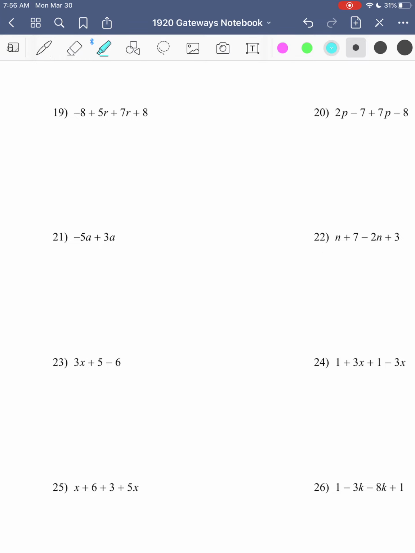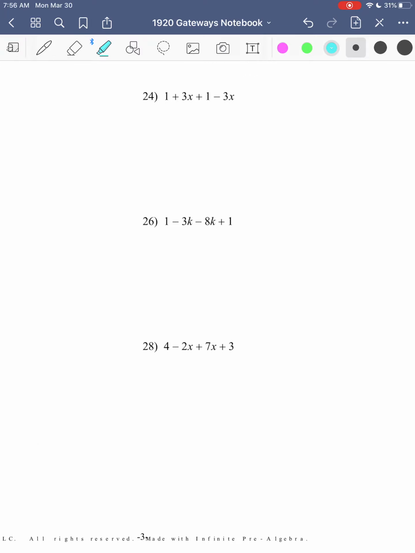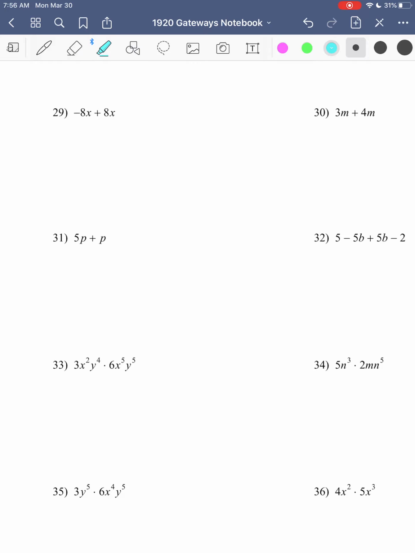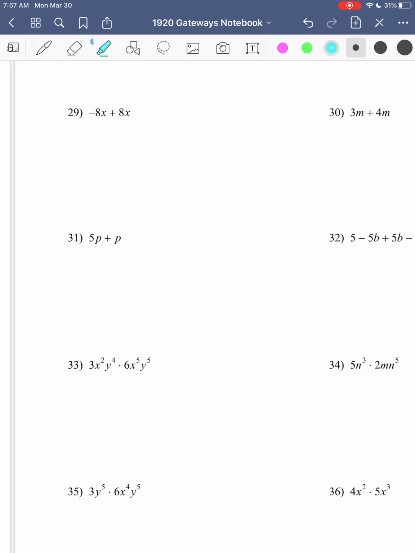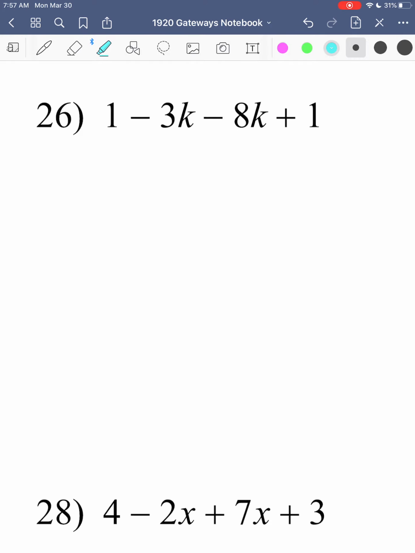All right, let's try one more maybe from the other. Let's try a couple here. Ooh, I like that one. Let's do 26. Yeah, let's do 26. And then maybe one more and we'll call it a day.